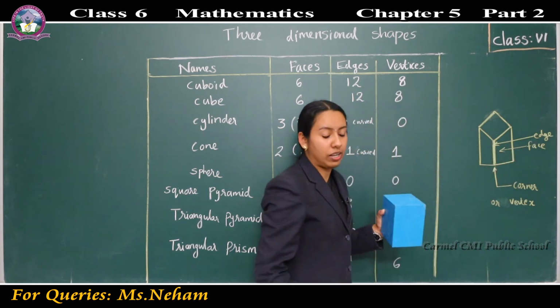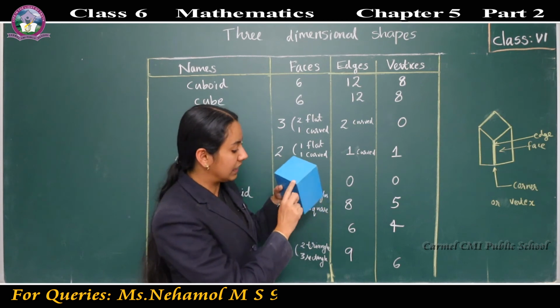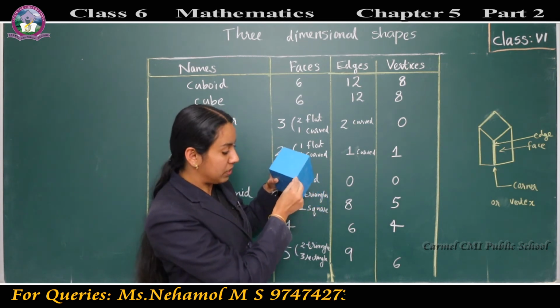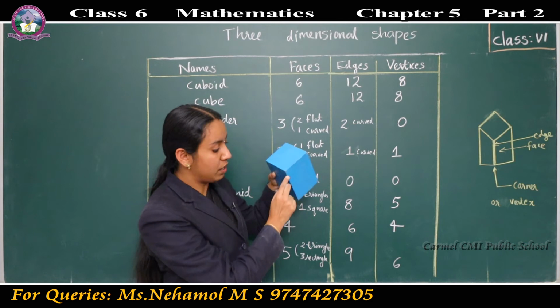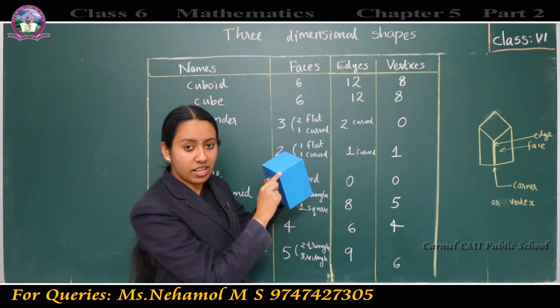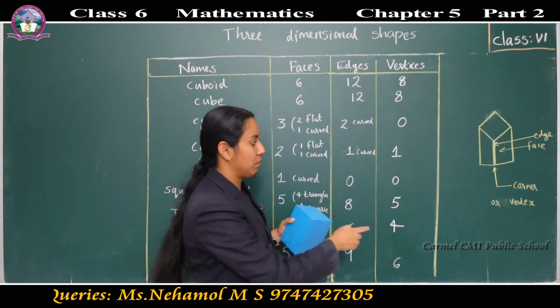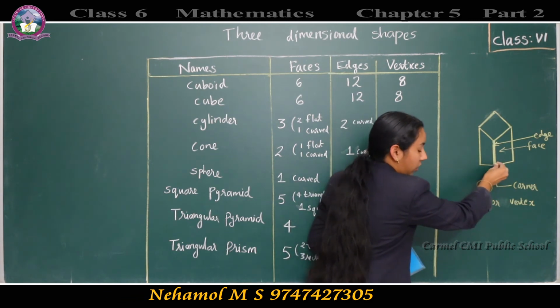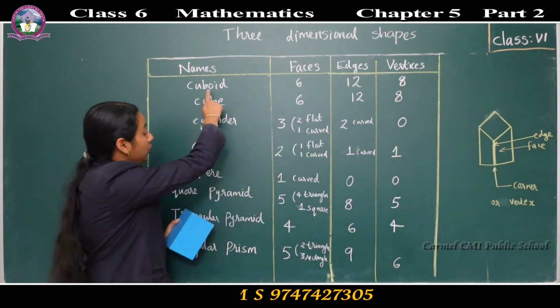Then what is a corner? For this cuboid, the point where three edges meet is known as a vertex, or vertices in the plural. These are vertices, or corners.